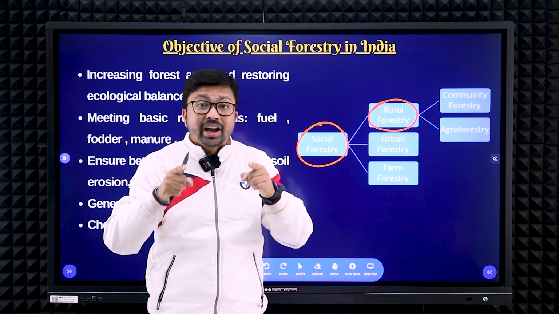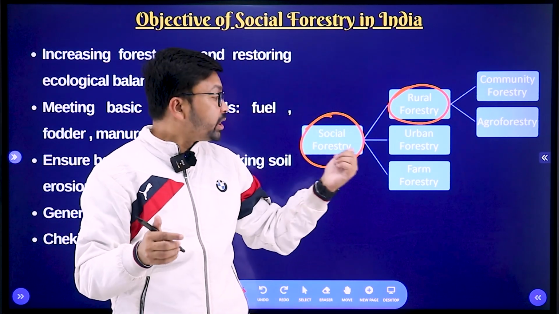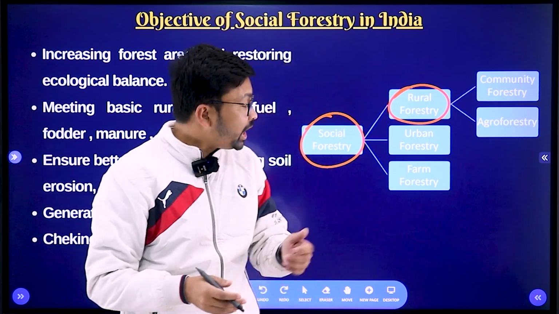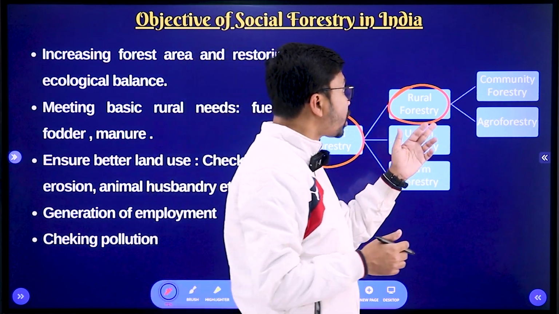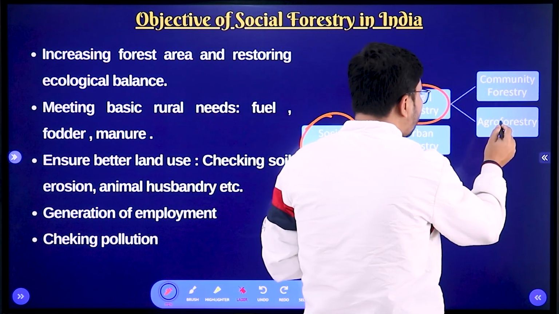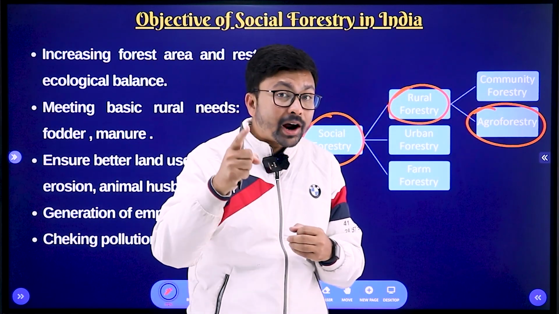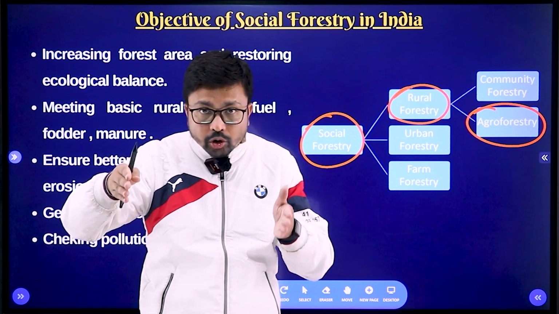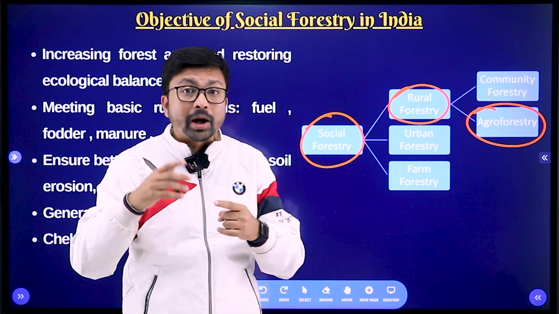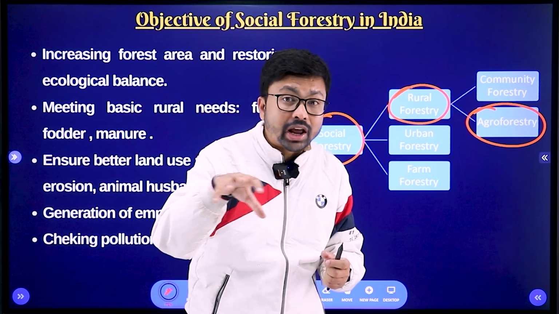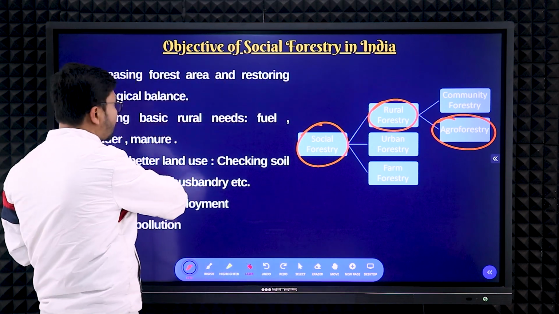Farm forestry: here, in place of agricultural land where they are doing crop cultivation, they will do tree cultivation. That is called farm forestry. From there, farmers will get the benefits. Community forestry and agroforestry. Agroforestry is very important. Here, along with the agricultural activity, what the farmers will do is, in the corner of the land or in the sides of the land, they will put more trees. So from there, they will get the benefit, as well as it will help to control the soil erosion, right? So those are the objectives of social forestry.